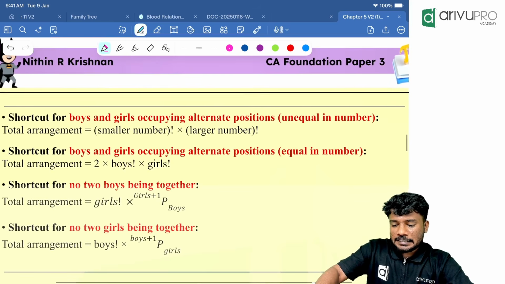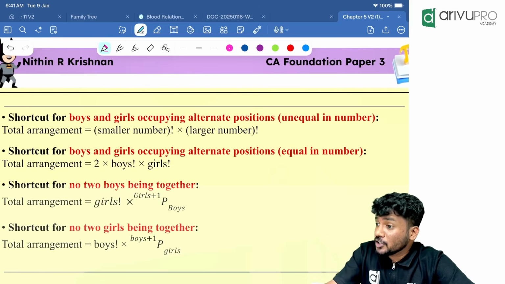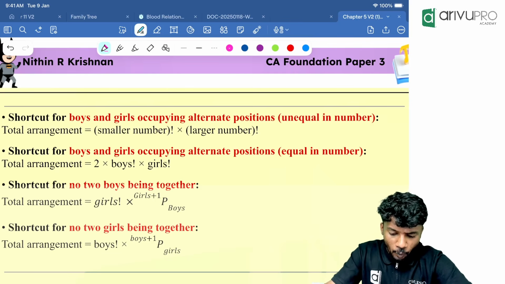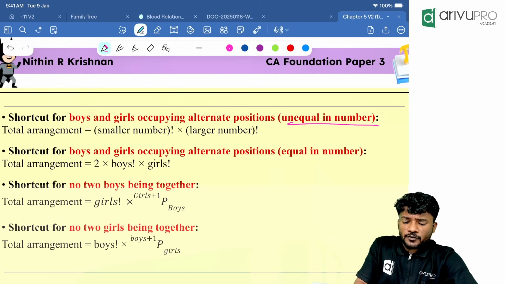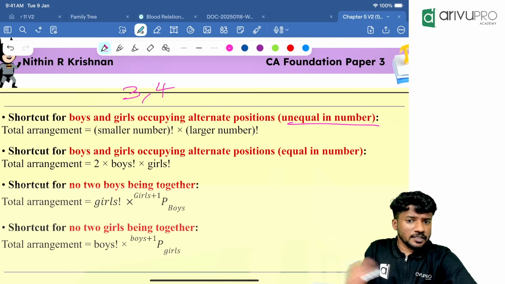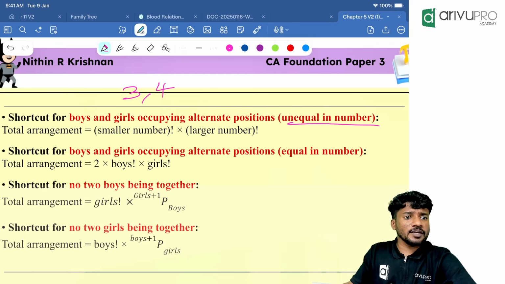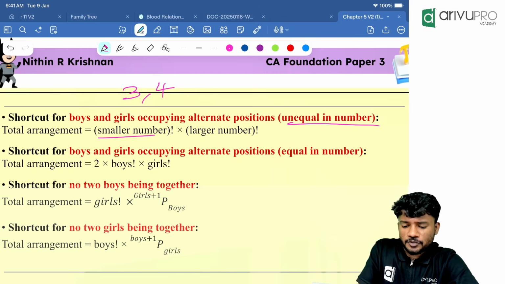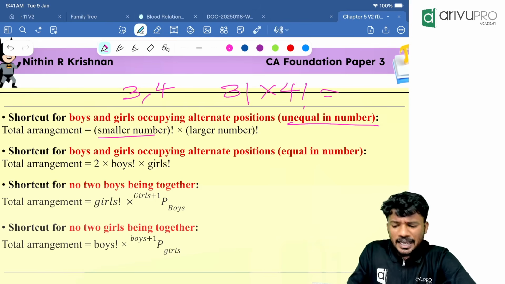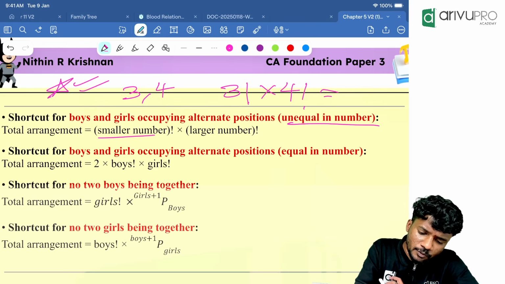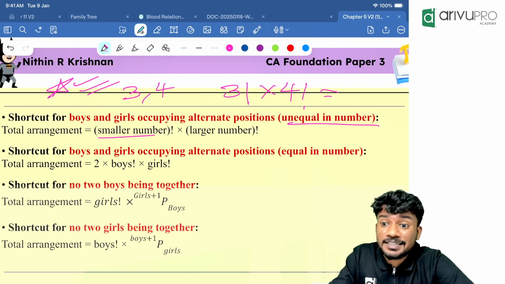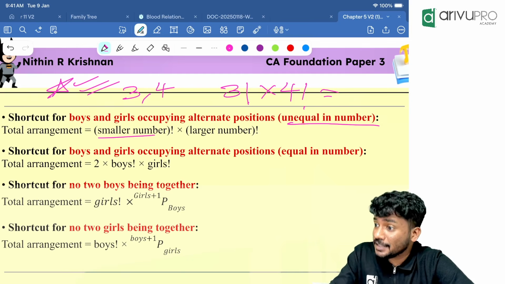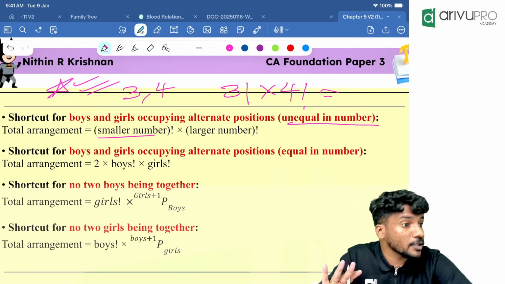Fine. These are some of the shortcuts which we can use when boys and girls occupy alternate positions when they are unequal in numbers. For example, 3 boys and 4 girls are sitting in a straight line in alternate positions. How many ways they can sit will be the question. That is smaller number factorial, that is 3 factorial into 4 factorial, will give you the answer. This is one of the most repeated questions from alternate arrangement: boys and girls, women and men, Indians and Chinese sitting alternately can all come under the same question.